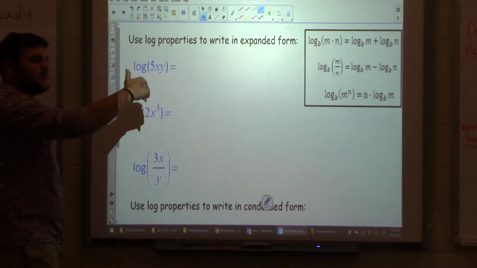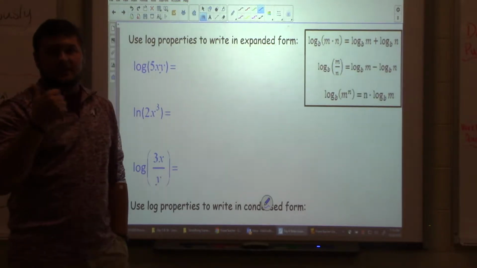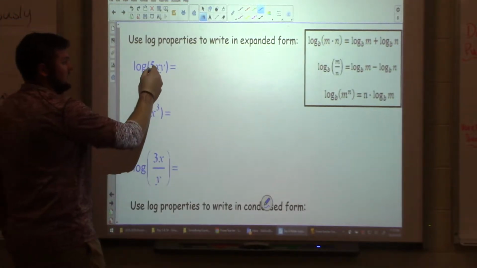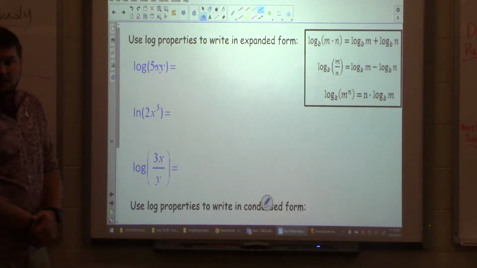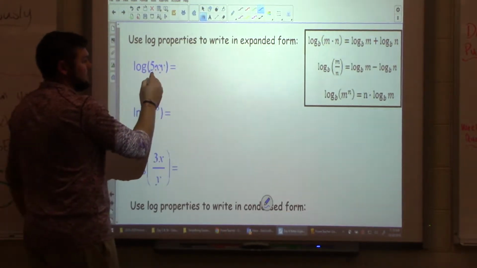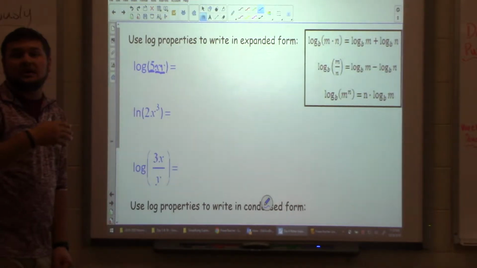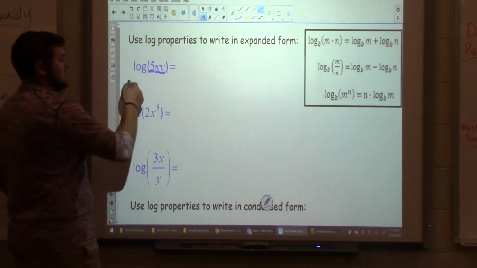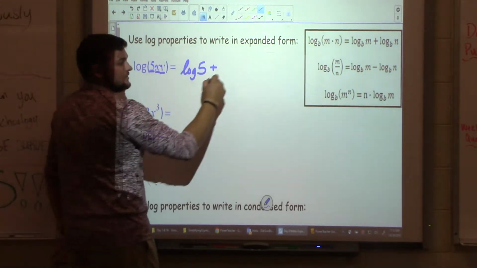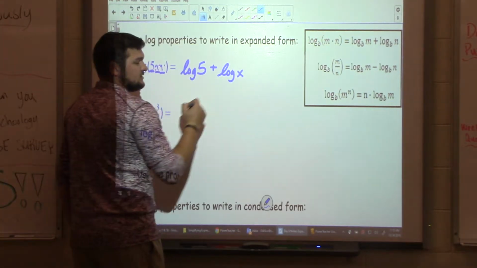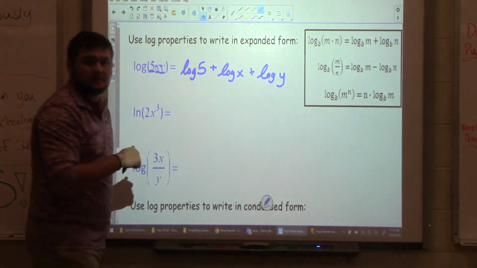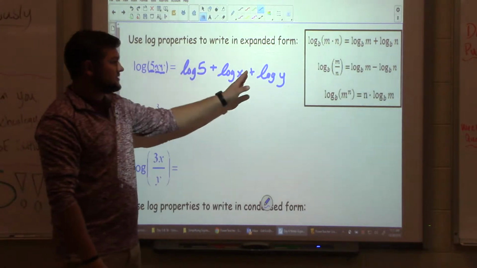Do I have any exponents I need to deal with? No. Do I have any multiplication or division? Multiplication. I have multiplication of all three of these terms. 5 times x times y. What's going to happen? When I expand it, I'm going to turn that into addition. And each one of these pieces, 5, x, and y, is going to get its own logarithm. So this becomes the log of 5 plus the log of x plus the log of y. Each one of those pieces is its own log, and I'm turning it into addition.